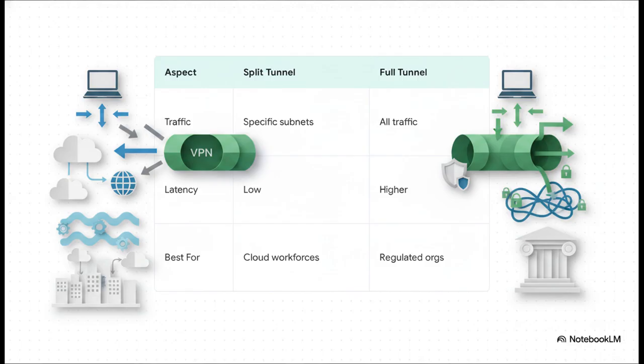They usually choose between full tunneling and split tunneling. Full tunneling routes literally every single packet through the corporate network. It's highly secure, making it great for heavily regulated industries, but man, it can cause high latency and slow things down. Split tunneling, though, only routes specific, sensitive corporate traffic through the VPN, letting everything else, like your normal web browsing, go straight to the open internet. It cuts down latency and is pretty much a perfect fit for modern cloud-based workforces.